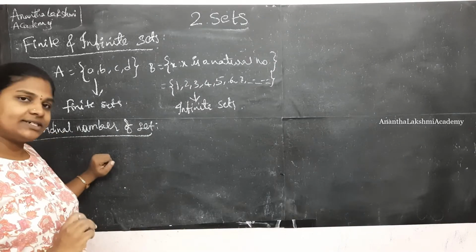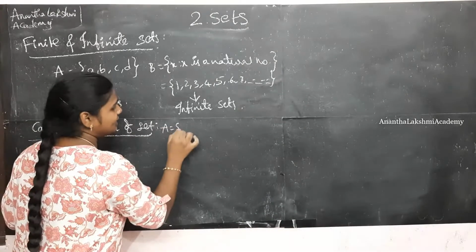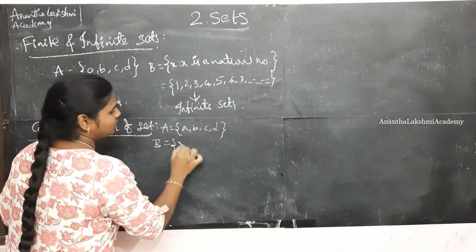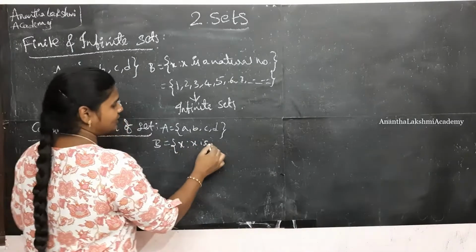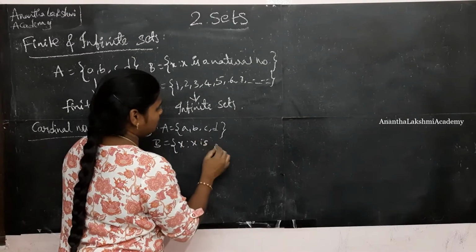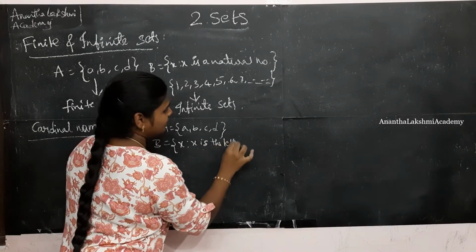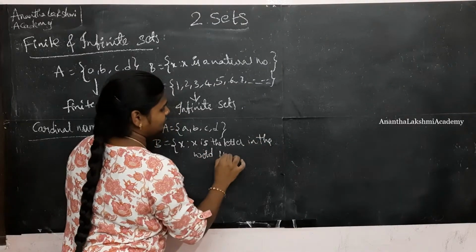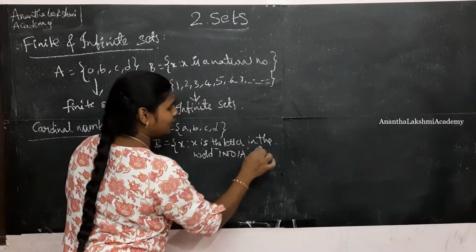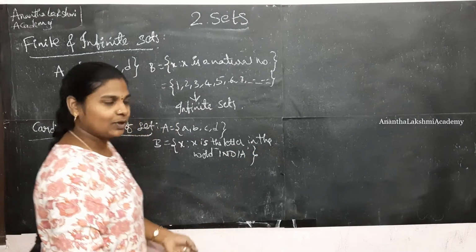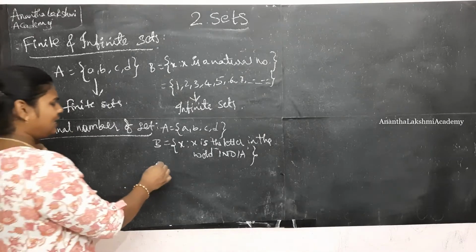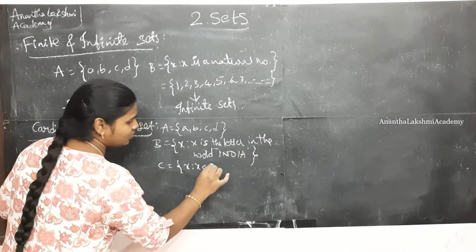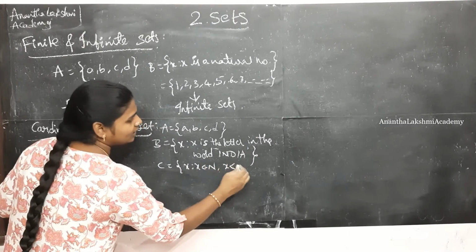Cardinal number of a set. Let us assume a set A has elements a, b, c, d, and B is a set such that x is a letter in the word India. All right, it's just India. And let us assume C is a set of x such that x belongs to N and x is less than 5.